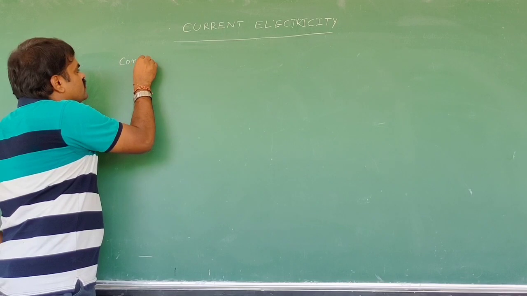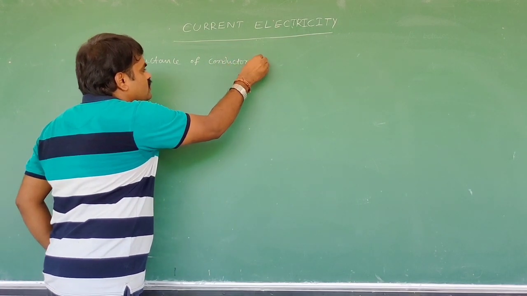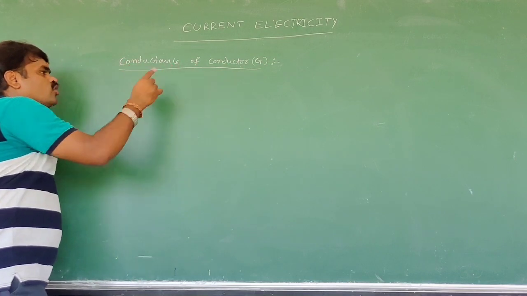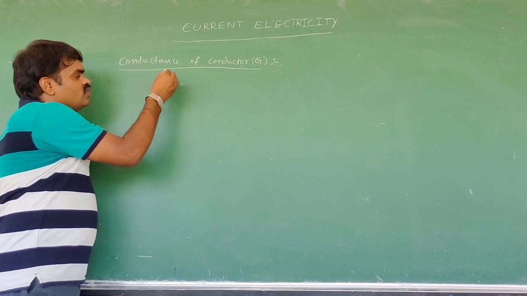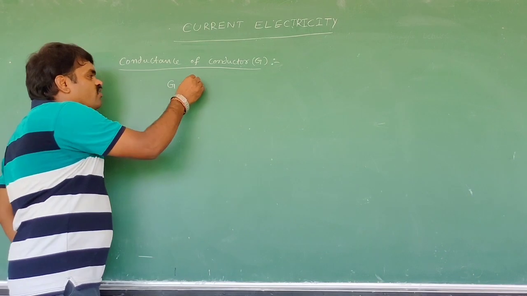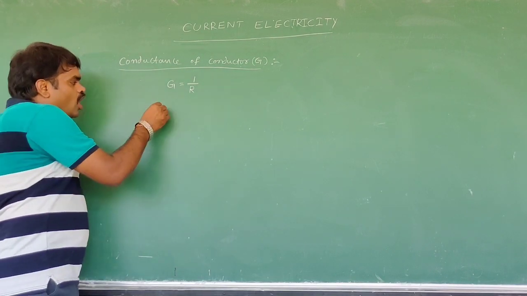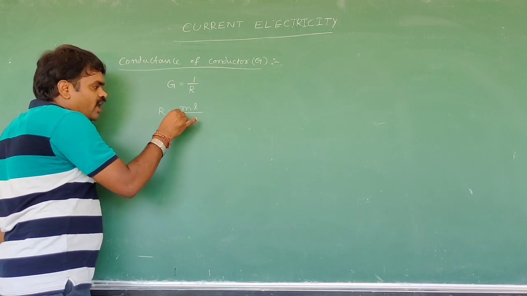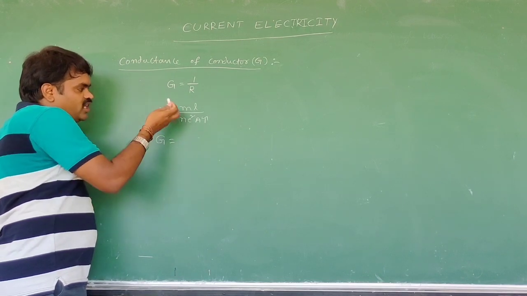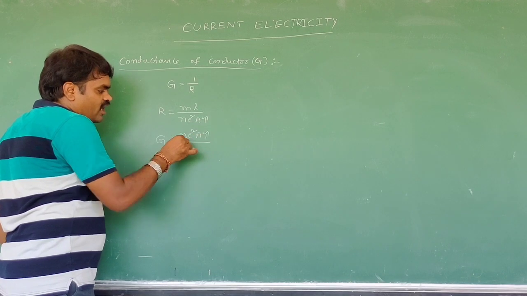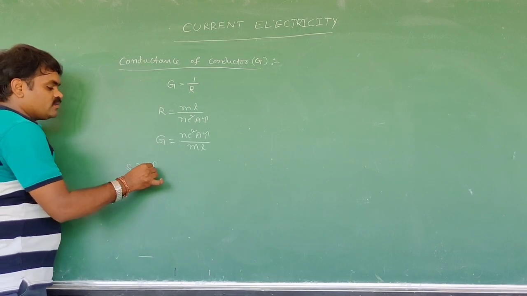Conductance of a conductor. Conductance of a conductor is denoted by G. The conductance of a conductor is defined as the reciprocal of the resistance of the conductor, that is G is equal to 1 by R. Here we know the R formula, R is equal to ml by ne²Aτ. The reciprocal of the resistance is called conductance G, that is ne²Aτ by m into L.